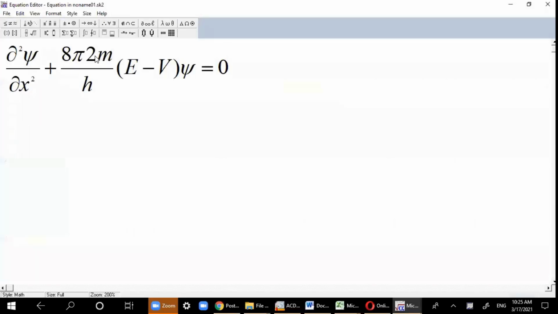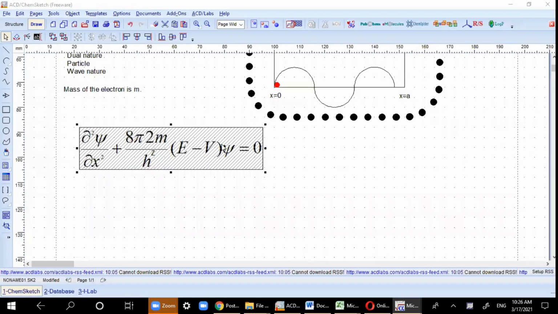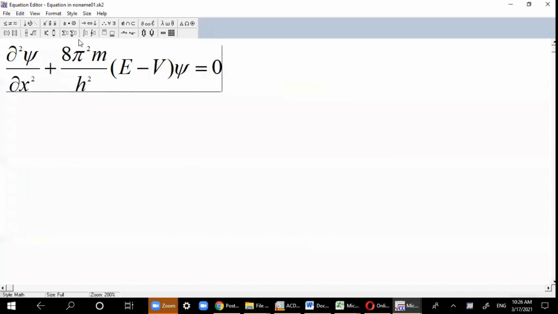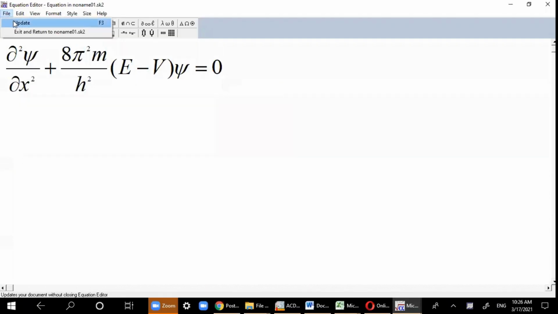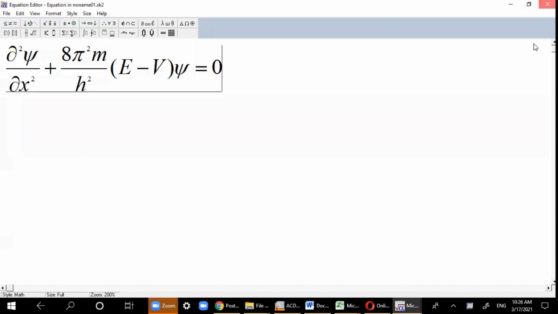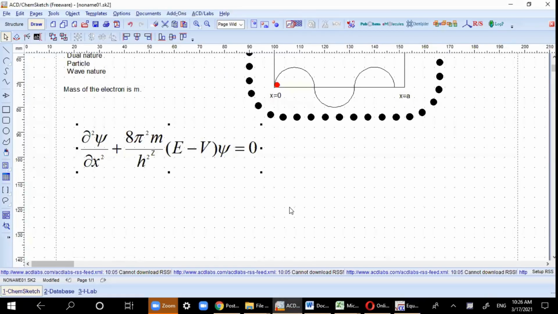Here this is 8 pi square m by h square, capital. Sir, which software are you using, sir? Equation editor, yes. You are unable to see it? No, sir, we can see. Now you can see, no? Yes, sir. Don't consider this Z, we are going to delete that. Okay, now this is perfect.